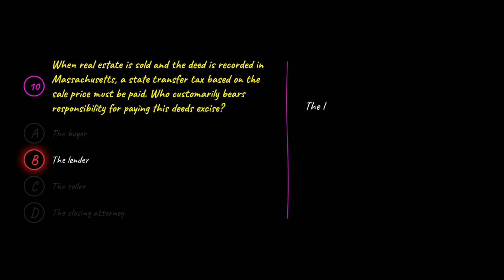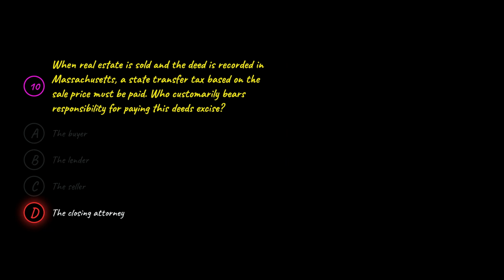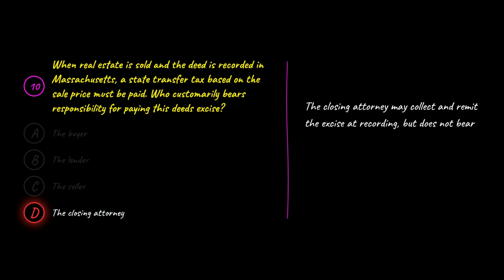B is wrong because the lender finances the purchase and does not pay the transfer tax. The deed's excise falls on the seller, who is the one making and delivering the deed to the buyer at closing. D is wrong because the closing attorney may collect and remit the excise at recording, but does not bear the cost. Responsibility for paying the deed's excise rests with the seller as the grantor of the deed.